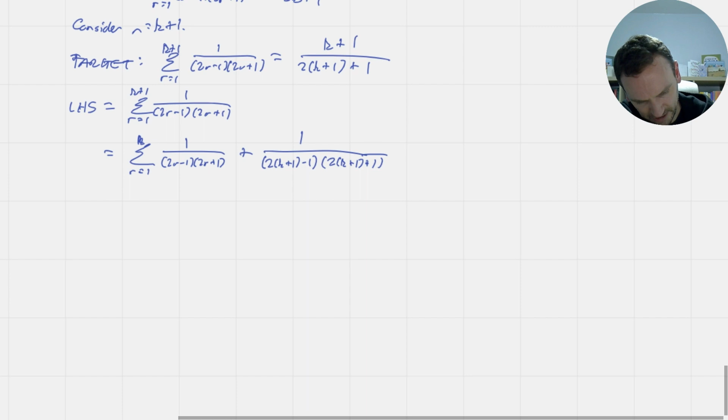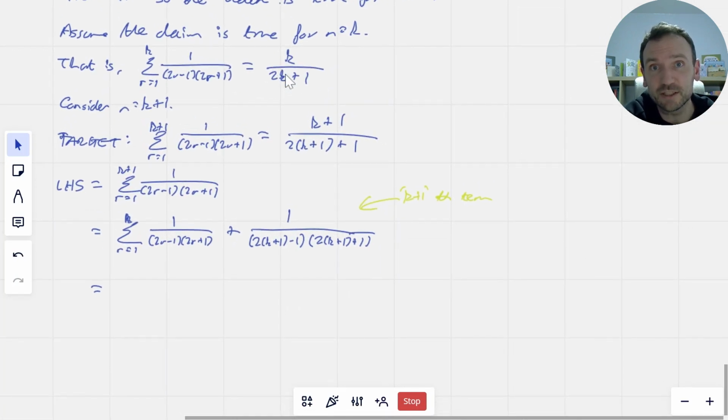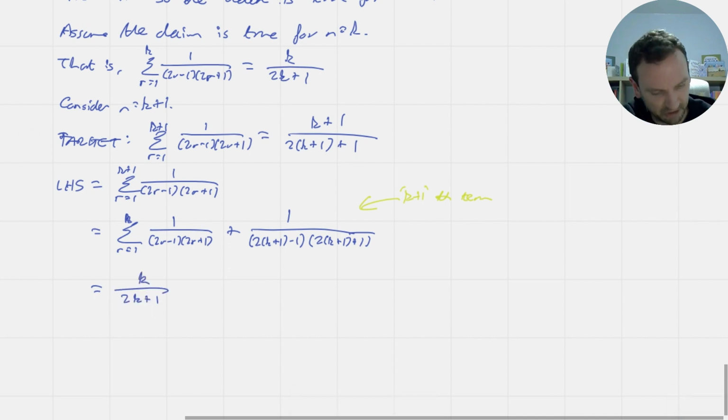So this thing here, and you don't have to label this, I'm going to use a different color to label here. So the bit in green you definitely don't have to write, but that thing there is the k plus 1th term. All we've done is replace n with k plus 1 there. Okay, so now, what have we assumed about this sum from r equals 1 to k? We've assumed it's equal to k over 2k plus 1, so let's make use of that now. Let's replace that first thing with just k over 2k plus 1. That's our inductive assumption.